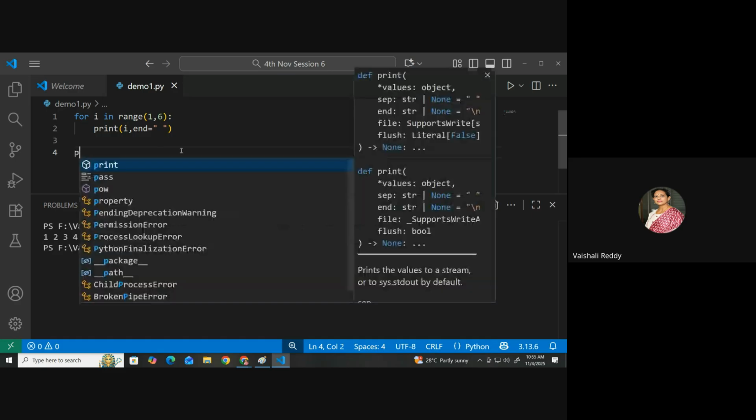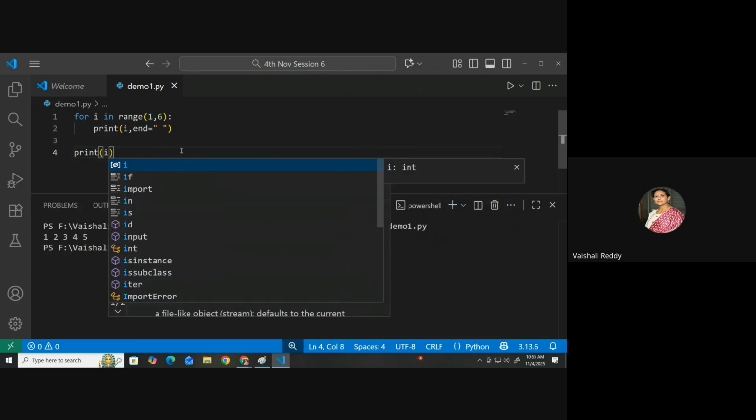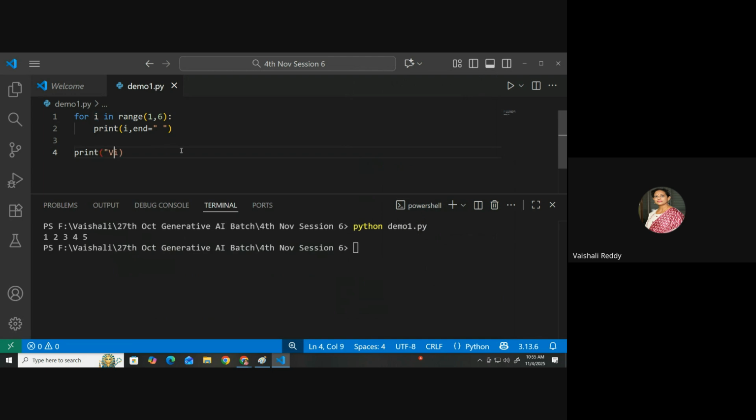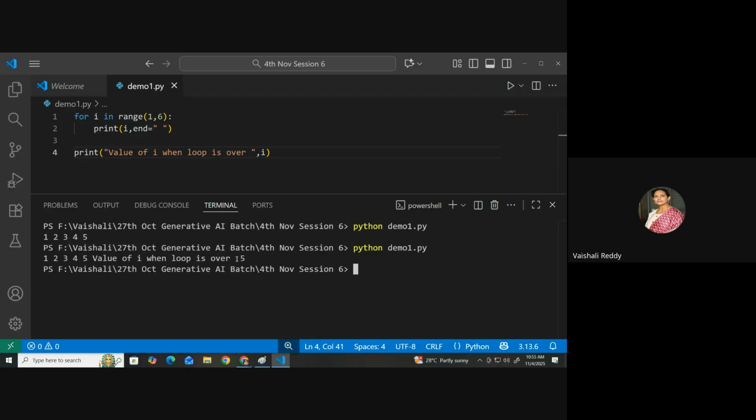Now, after this for loop is over, I want to print the value of i. Let me write that. Value of i when loop is over. I want to just check what is the value of i after the loop is over. So what do you think? Value of i is 5. That means before 6, it stopped, correct? So internally, can I say, when i reaches its last part, the condition becomes false, and that is where the for loop stops.